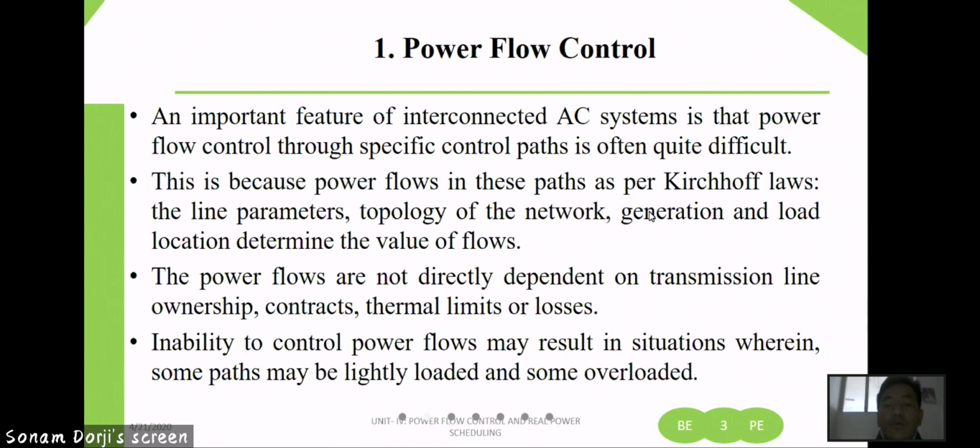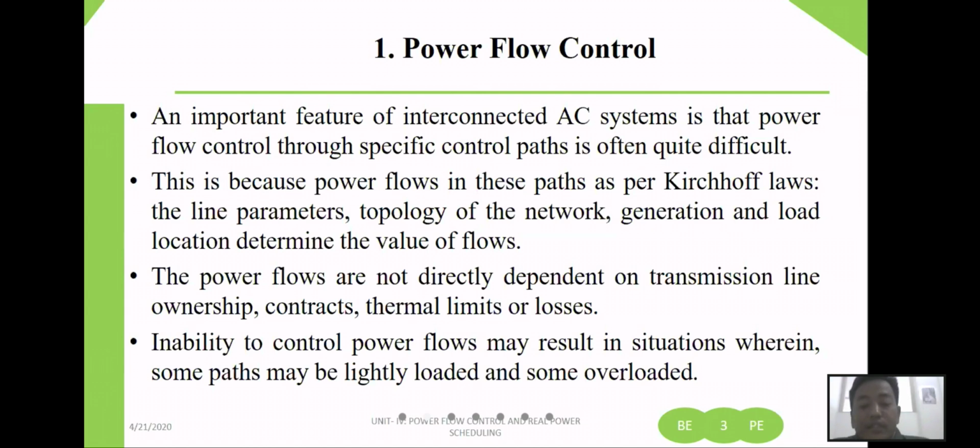And then power flow in these paths will depend upon Kirchhoff's law, and Kirchhoff's law says that it will depend on line parameters, topology of the network, generation, how much has been generated, and load location also. So if you are not able to control the power flow, it may result in some part being lightly loaded and some being overloaded. Some area will become lightly loaded, and some area will become overloaded, which is not good for a power system.